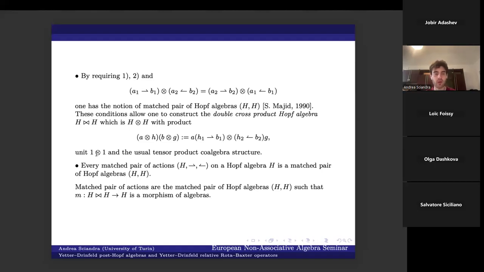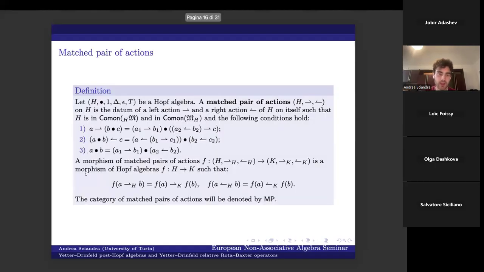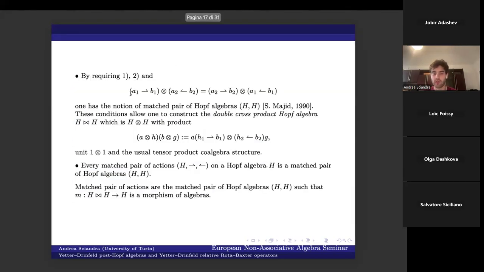An observation, if we assume, in fact, this condition here instead of this other one, this implies this condition. And so every matched pair of actions is, in fact, a matched pair in the sense of Majid. And more precisely, matched pairs of actions are exactly the matched pairs of algebras, such that the multiplication of H, seen as a morphism from the double cross product to H, is a morphism of algebras.